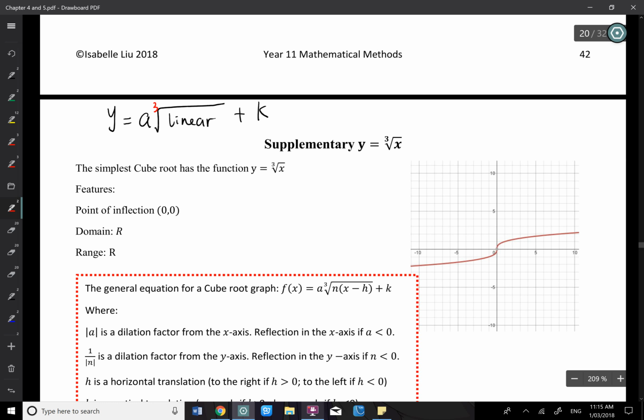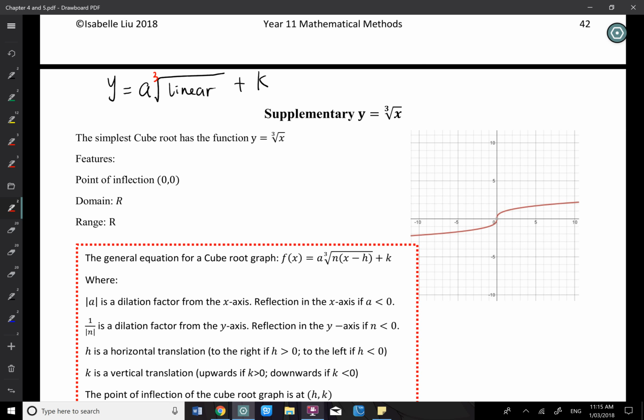We just add a 3 on top of that. That's a cube root. Okay, so you've got a cube root, a linear plus a k value. That's a cube root. Let's have a think. What's the difference between a square root and a cube root?